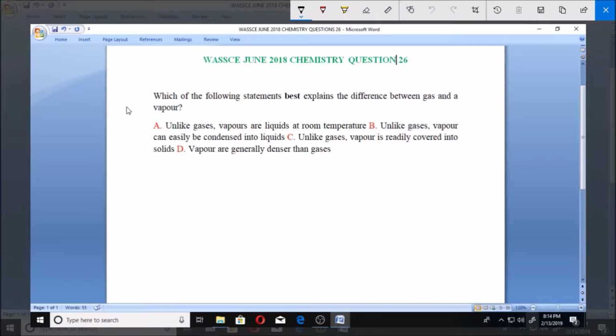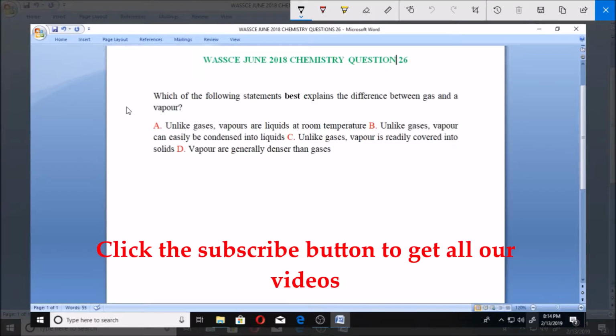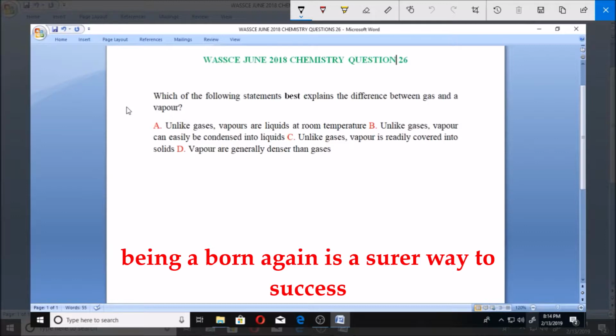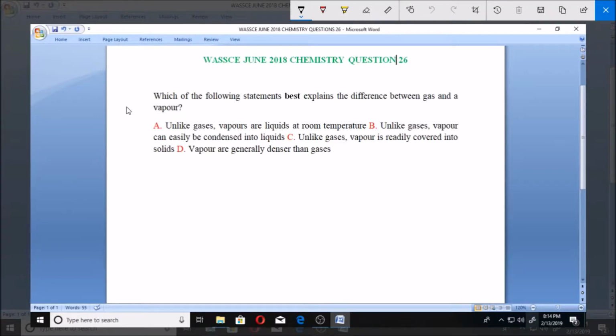A. Unlike gases, vapors are liquids at room temperature. B. Unlike gases, vapor can easily be condensed into liquids. C. Unlike gases, vapor is readily converted into solids. D. Vapor are generally denser than gases.